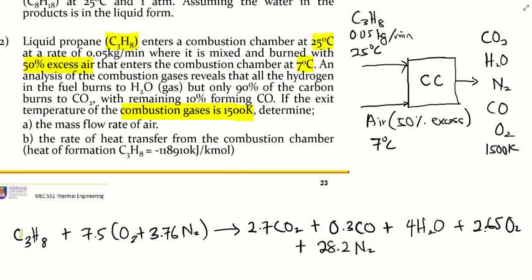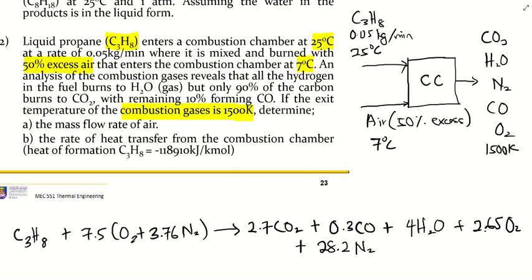So with 50% excess air combusted together with liquid propane C3H8, and the fuel temperature is 25 degrees C, the air is 7 degrees C, producing CO2, H2O, N2, CO, and O2. And the product gases are at 1500 Kelvin, right?